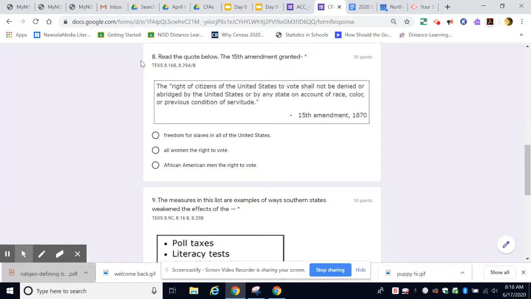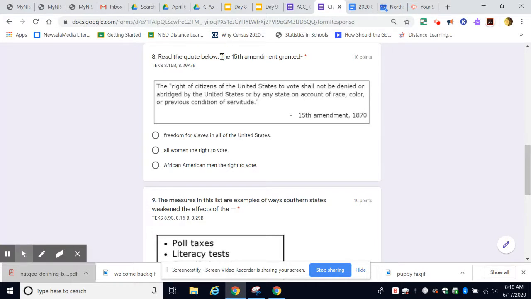All right, here's number 8. Read the quote below. The 15th Amendment granted what? Here's the quote. The right of citizens of the United States to vote shall not be denied or abridged by the United States or by any state on account of race, color, or previous condition of servitude. It's the 15th Amendment of 1870.